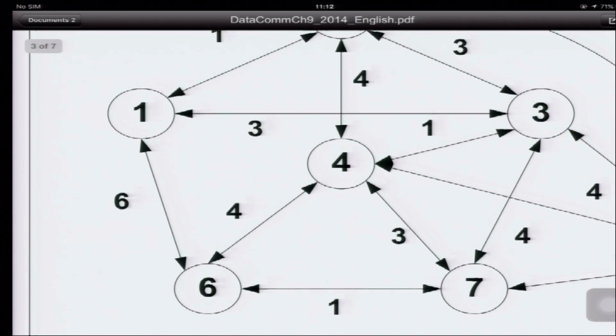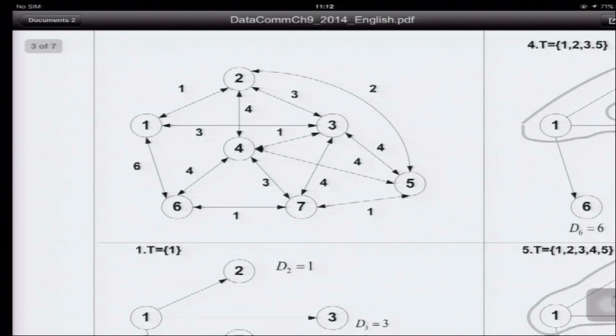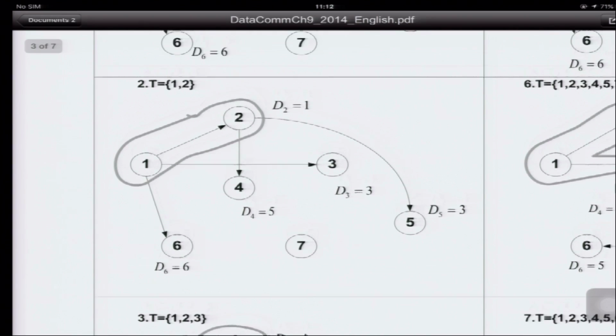Again, for 1 to 6, there is no other path that can go from 1 to 6 other than the direct path, because now the set includes only 1 and 2. Node 2 has no direct connection to node number 6, so you still keep it like this.